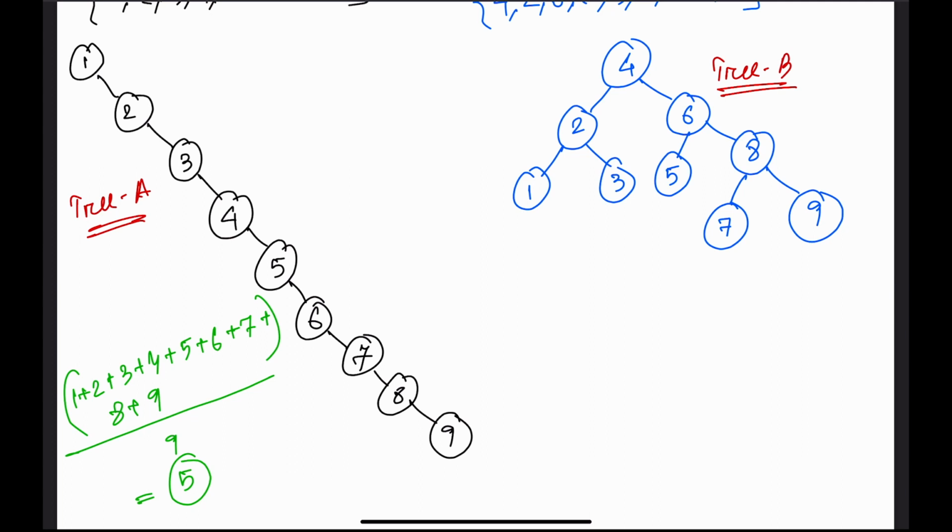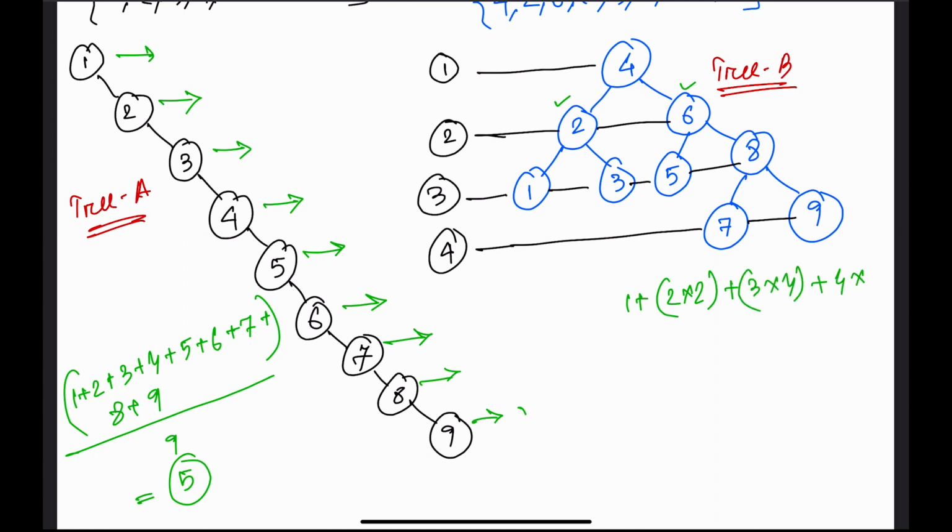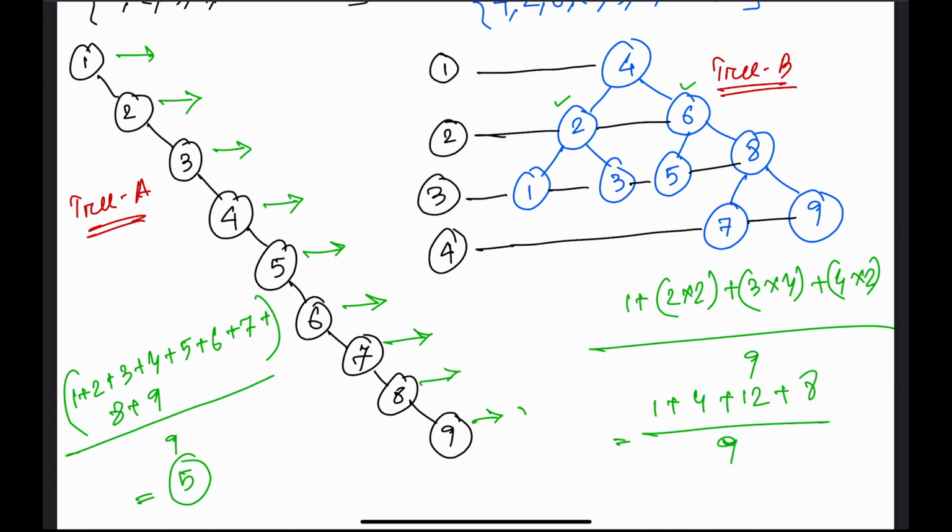So the average number of comparisons to reach a node: for this one, one comparison, for this two comparisons, three comparisons are needed, 4 needed, 5 needed, 6 needed, 7 needed, 8 needed and 9. In this way. But in case of this tree, it is taking one comparison, then two comparisons, these are 2 and 6, then this level would be taking 3 comparisons and this level would be taking 4 comparisons. Then the average number of comparisons would be 1 plus 2 into 2, which is 4, plus 3 into 4 plus 4 into 2, whole divided by 9, which is equal to 1 plus 4 plus 12 plus 8, which is 25. So 25 divided by 9 is equal to 2.77. So here it is 5, here it is 2.77.